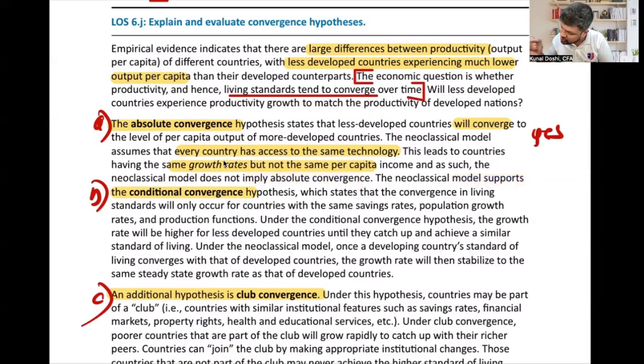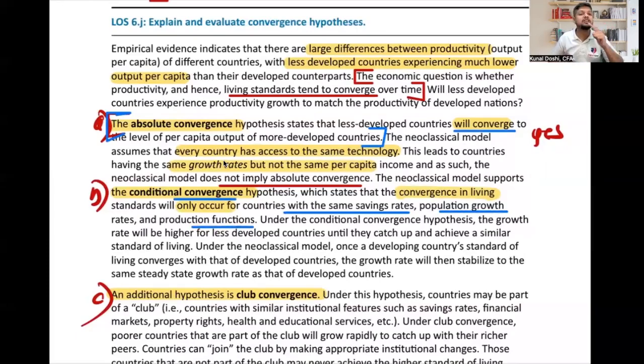So, before I come to this point, this leads to countries having the same growth rate but not the same per capita income. As such, the neoclassical model does not imply absolute convergence. So we did discuss that absolute convergence means what? Absolute convergence means yes, countries will eventually reach the developed nations. But that is not always the case. It's subject to some conditions. What are these conditions? Conditional convergence says that convergence in the standard of living will only occur for countries with the same savings rate, population growth, and production function.